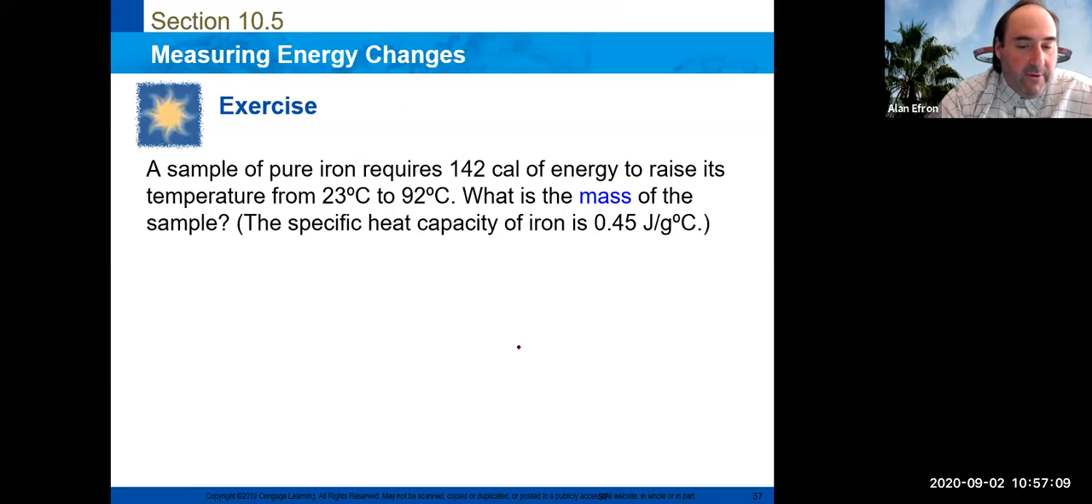All right, try this one here. A pure sample of iron requires 142 calories of energy to raise the temperature from 23 to 92. What is the mass of the sample? Specific heat capacity of iron is 0.45. So see what you come up with.